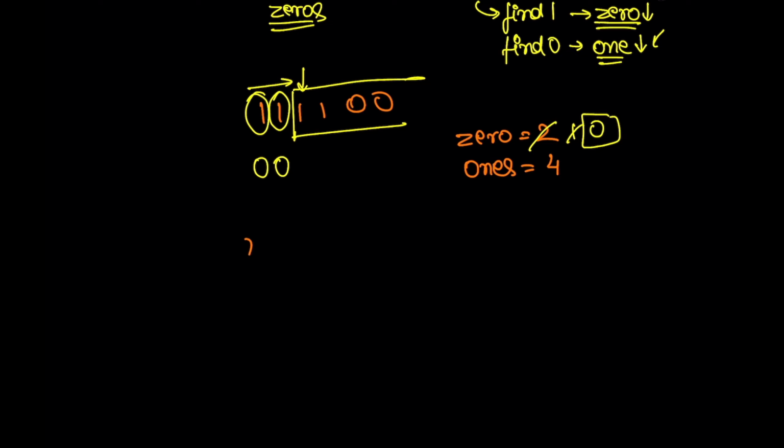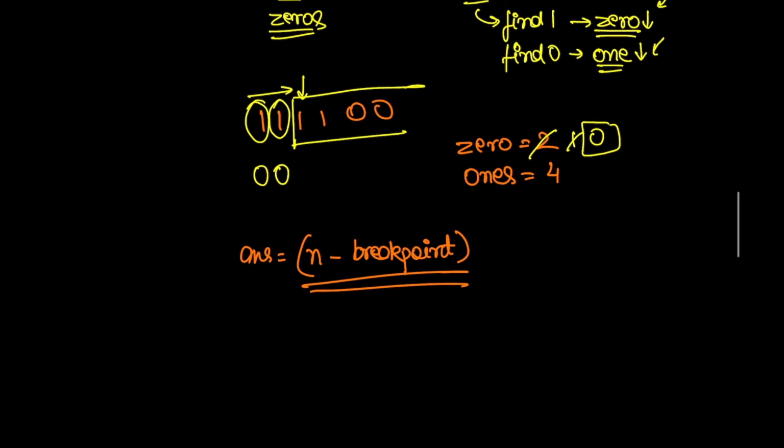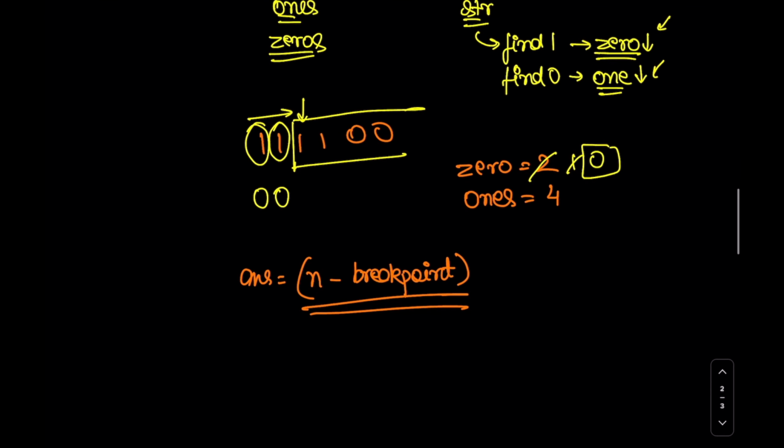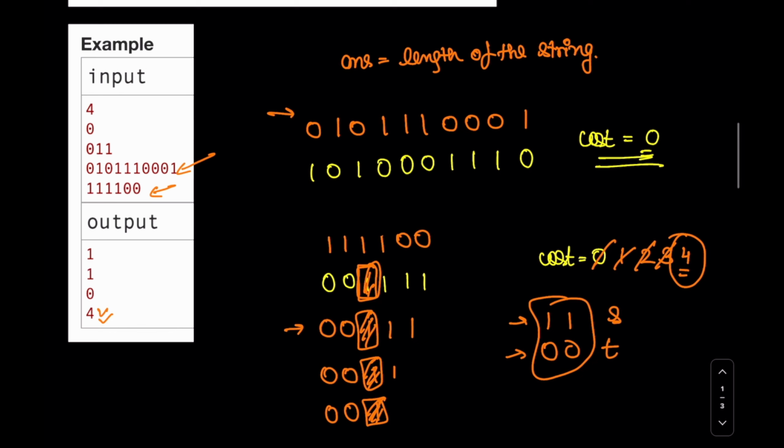So simply our answer would be the string length minus the breakpoint. Those many operations would be required to make the string good. You understood the explanation? Now in this other case, the number of zeros and ones are equal, so we don't need any operations. That's why the answer is 0.